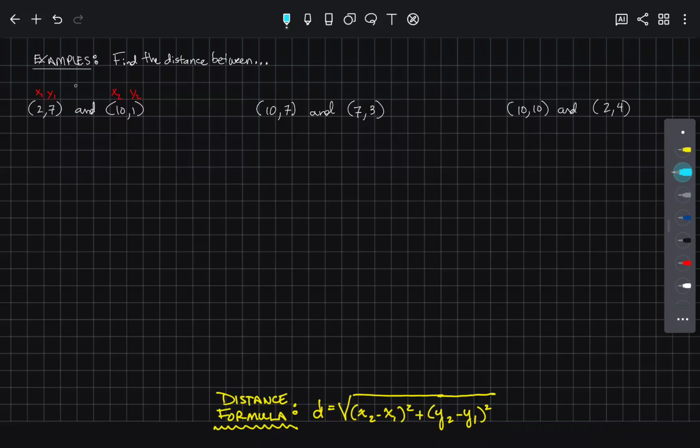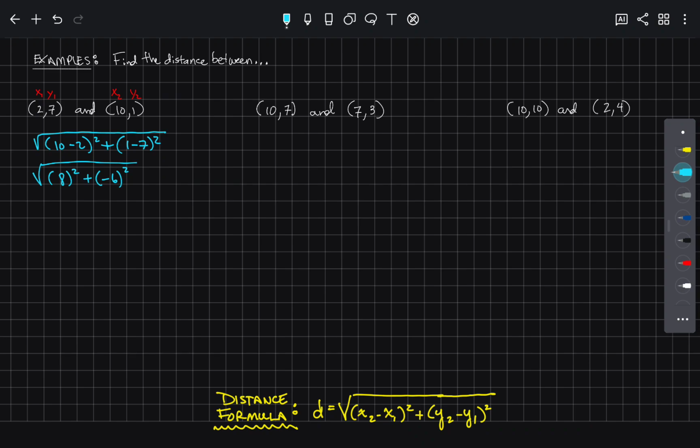So x2 minus x1, so 10 minus 2, squared, plus the difference in y's, y2 minus y1, which is 1 minus 7, squared, and we're going to take the square root of that entire thing. So now we're going to simplify inside the parentheses first. That's going to be 10 minus 2 is 8 squared, plus 1 minus 7 is negative 6 squared. Square root that whole thing.